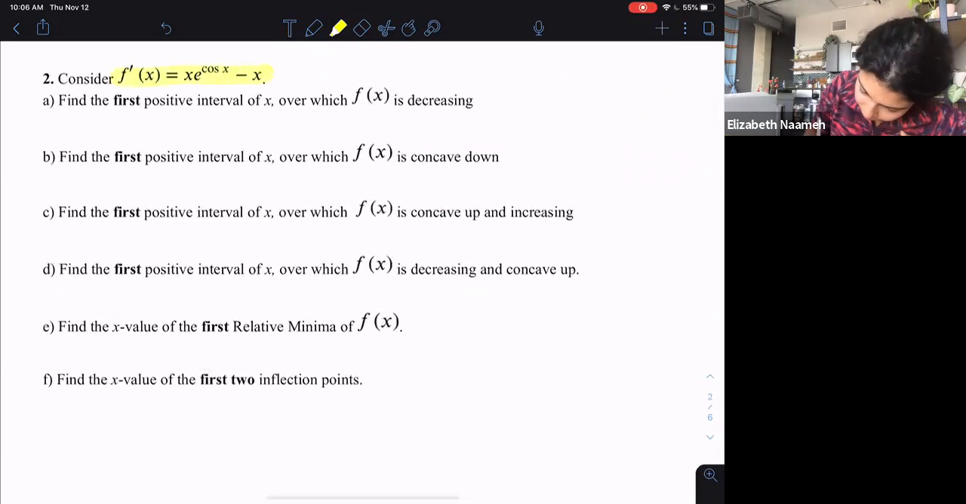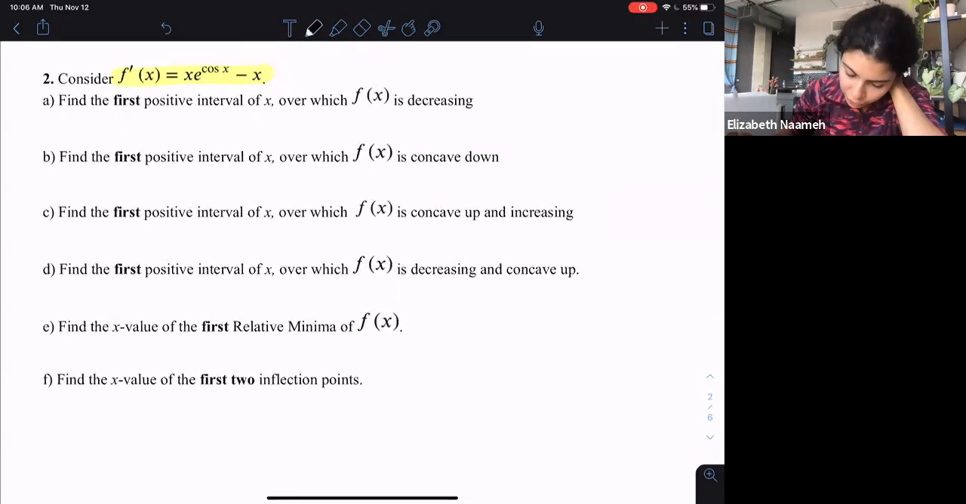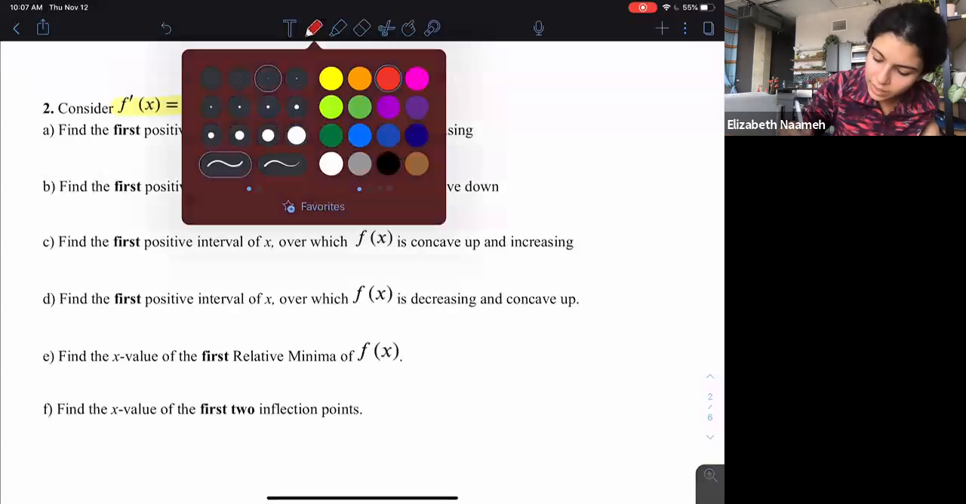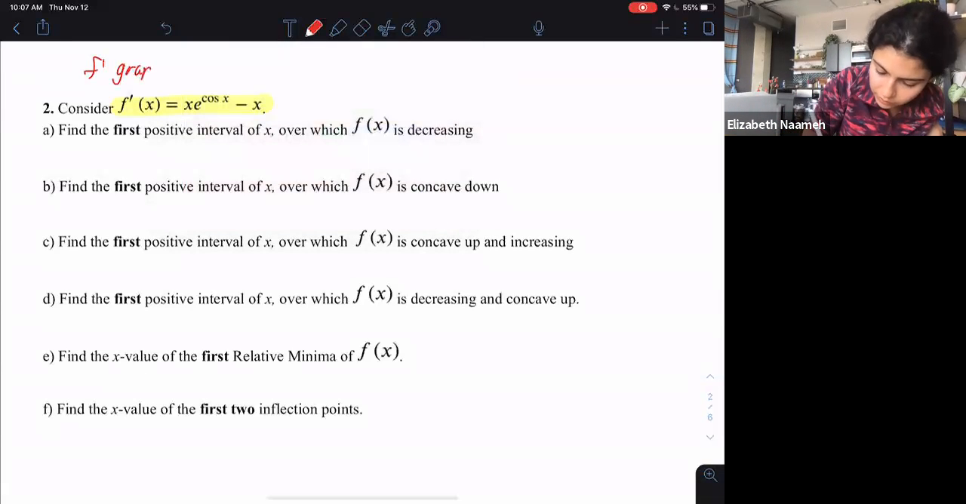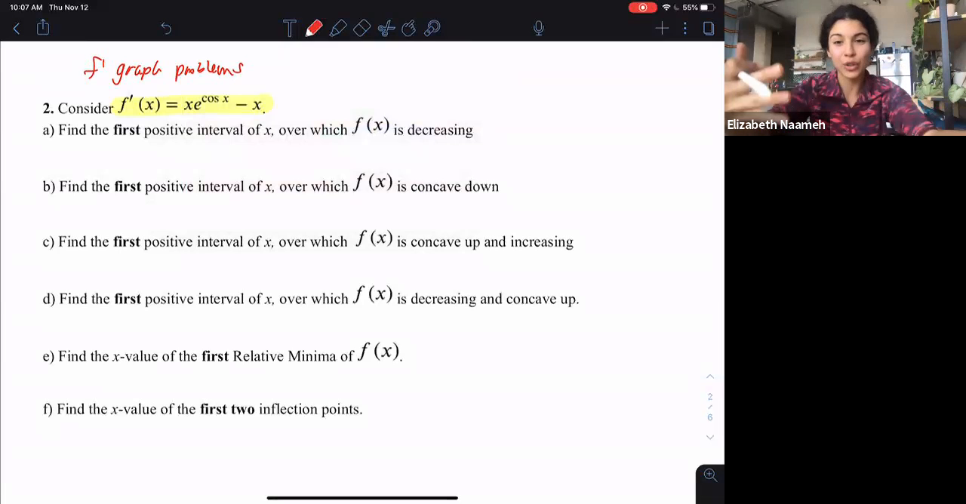Write this down. So that was your reminder of MVT, mean value theorem, m sec equals m tan. That was like a complicated MVT problem. Number 2 says consider f prime of x equals x e to the cosine x minus x. And this is one of those f prime graph problems where we say, where is it increasing? Where is it decreasing? Where is it concave up, concave down, relative max? But in the past, haven't I always given you the graph?